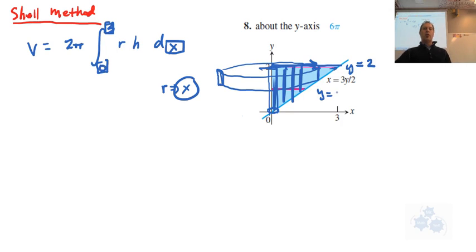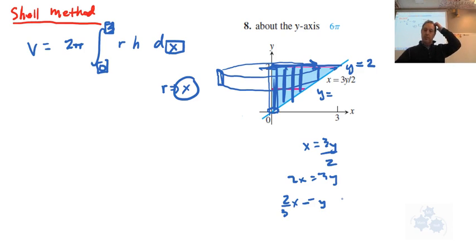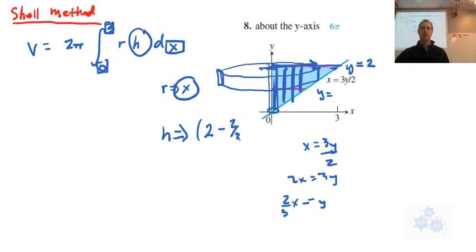And then we know that the functions that form the heights of the cylinders need to be in terms of x, because we're dx here. Right now this is x equals 3y over 2. They're just giving you an extra step. So we have to solve for y. That's 2x equals 3y, so y equals 2/3 x. Does that look good? So the height is y equals 2 minus the lower function, which is 2 minus 2/3 x.